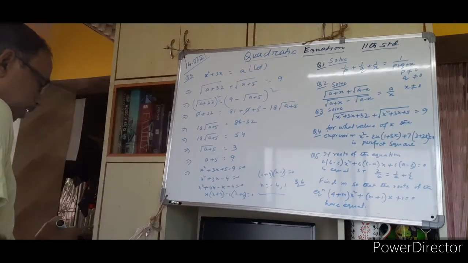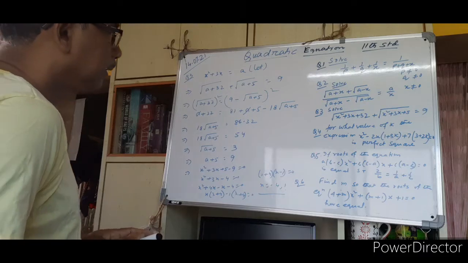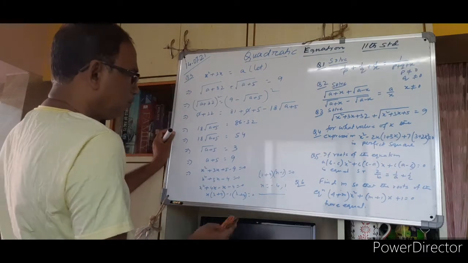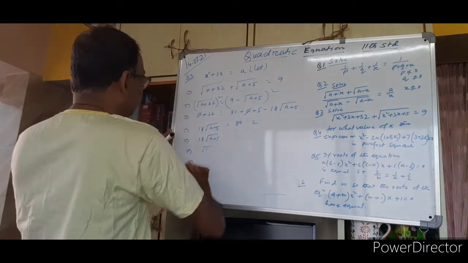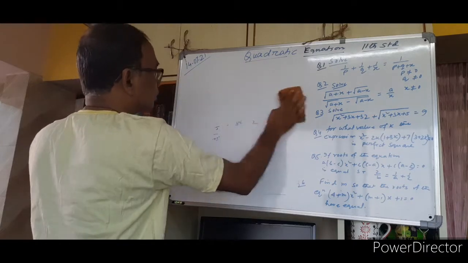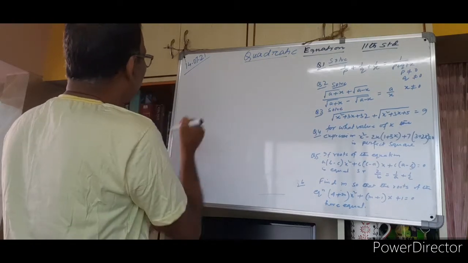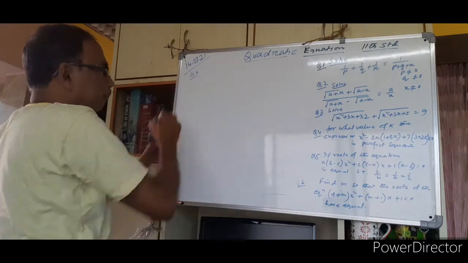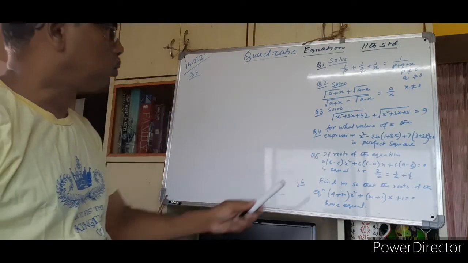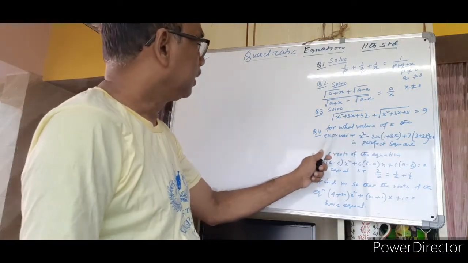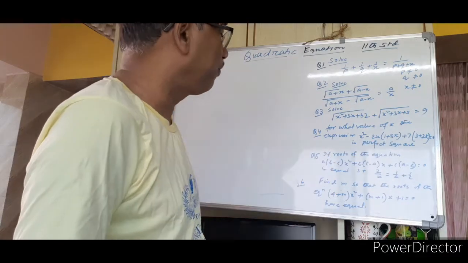That is the answer. Next, question number 4. For what value of k is the expression a perfect square?